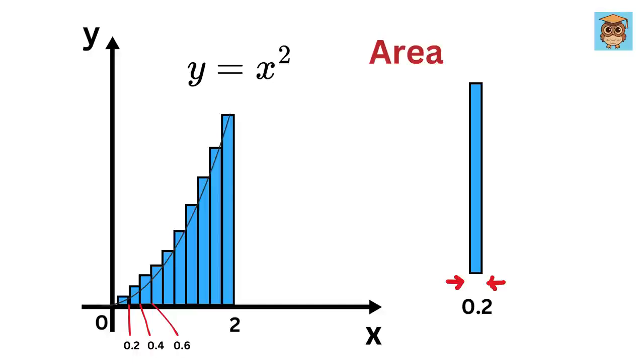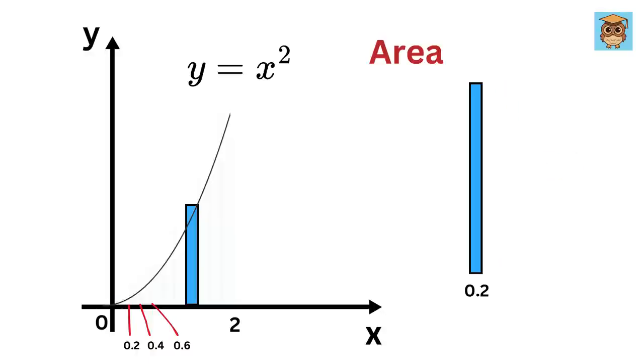Now, in order to calculate the area of these rectangles, we need base and height. Base is this, so we only need height. Tell me what will be the height of these rectangles. Yes, you are right, it will be this. But what is this value? It is the y value of this parabola, right?